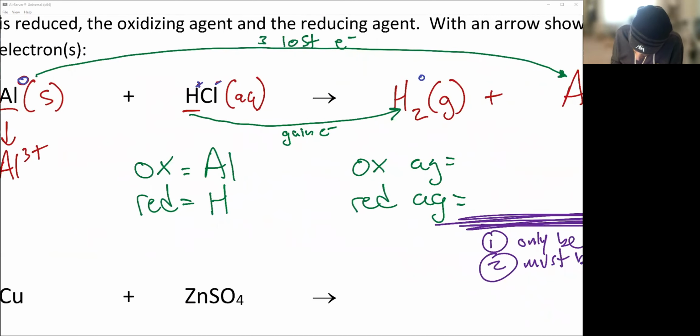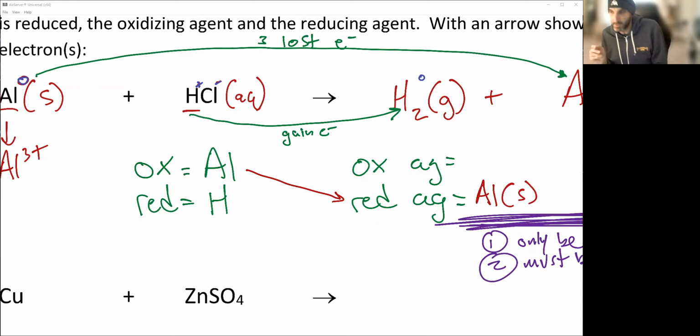If aluminum is oxidized, that means that it is going to be the reducing agent. Therefore, what reactant contains aluminum? Aluminum solid is going to be considered the reducing agent. So aluminum, the element, is oxidized. Aluminum solid is the reducing agent. Hydrogen itself is the thing that's reduced, and whatever it is in is considered the oxidizing agent.